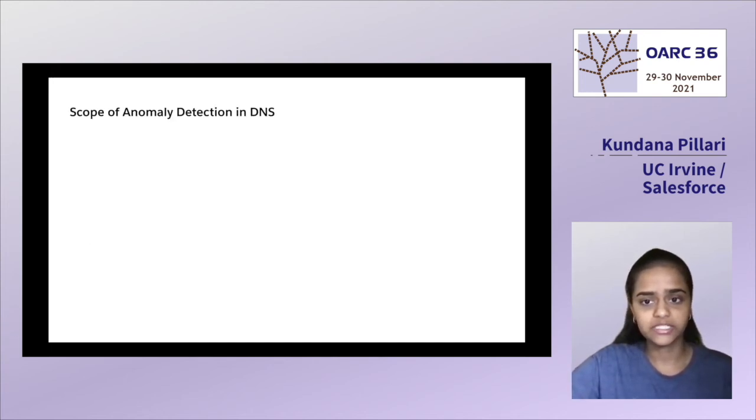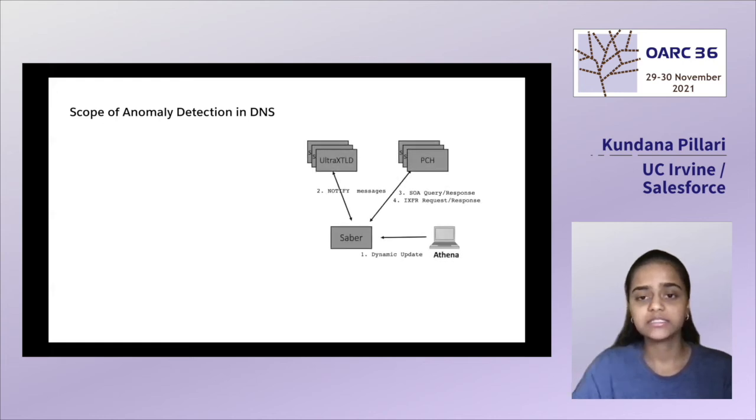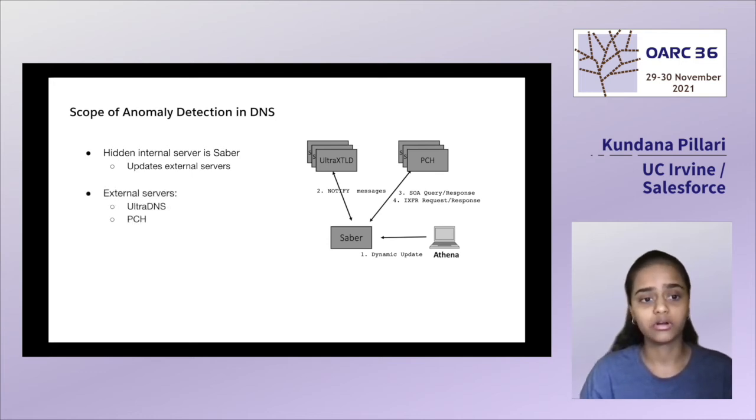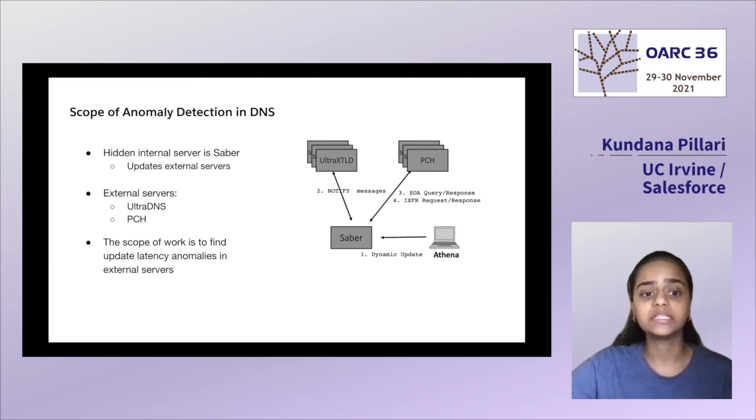So, scope of anomaly detection in DNS. This is the zone infrastructure at Salesforce. Athena is a system built by the public DNS team at Salesforce that sends dynamic updates to a hidden internal server called Sabre, which then updates the external servers. And the particular servers I looked into are UltraDNS and PCH. So the scope of my work is to find update latency anomalies in these external servers in this process.